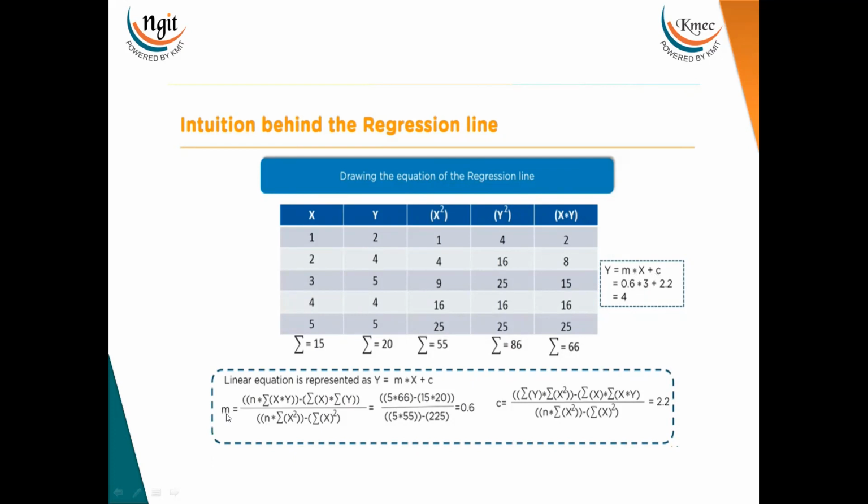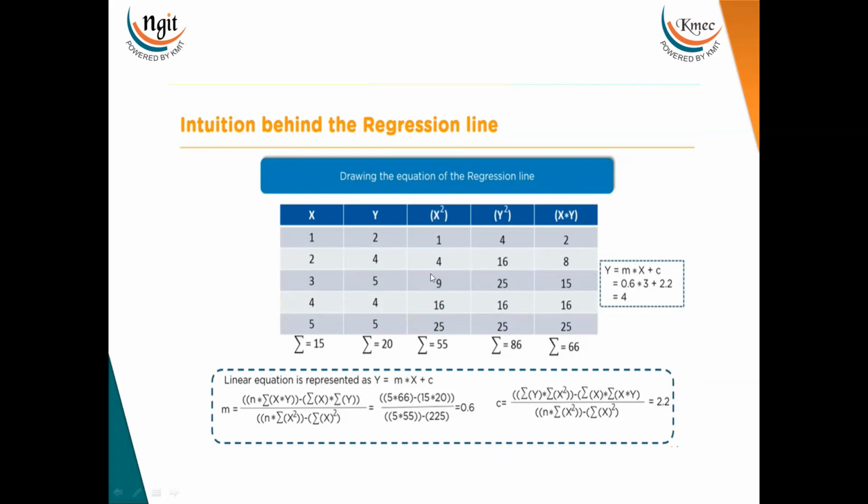So what is my formula here? M equal to n into summation of xy minus summation of x multiplied by summation of y, divided by n into summation of x square minus summation of x to the power whole square. So when we'll keep all these values which we calculated here, we'll get m value 0.6, and in the same way we'll keep the values in the formula and we'll get c value 2.2. Fine. Now we got m and c value. M is 0.6 and c is 2.2.